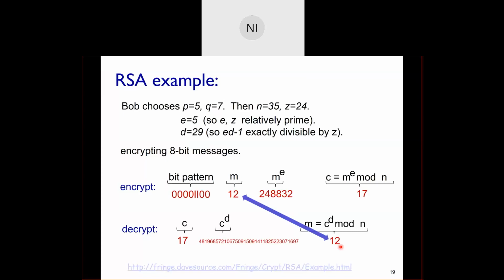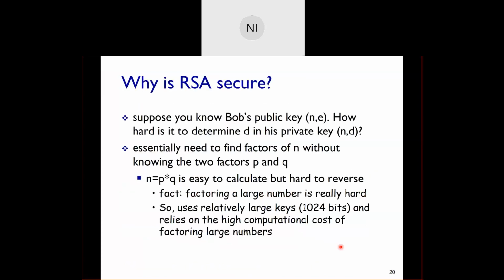Okay, if there are no queries, let me talk about why RSA is secure. As I was mentioning, everybody knows Bob's public key. In that we have N comma E. The question is how hard it is for anybody to find out D, which is part of the private key of Bob, that is N comma D. So what we are talking about is finding the factors of N without knowing the two factors P and Q.